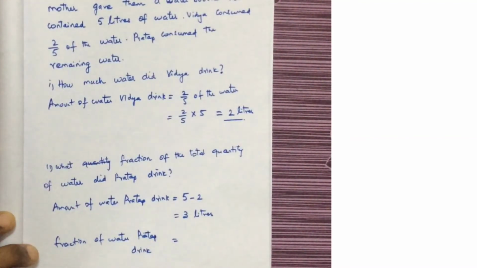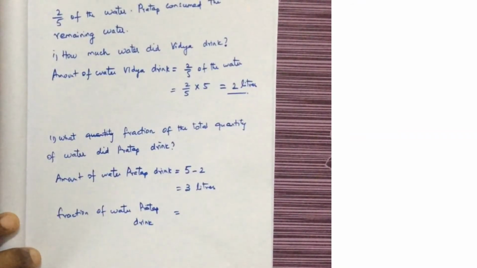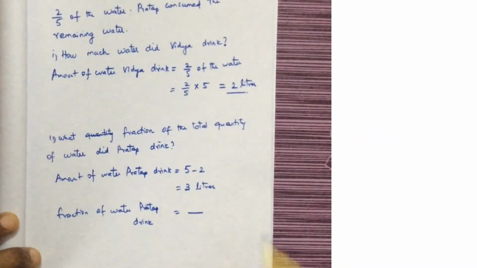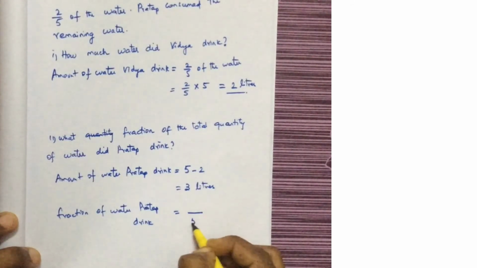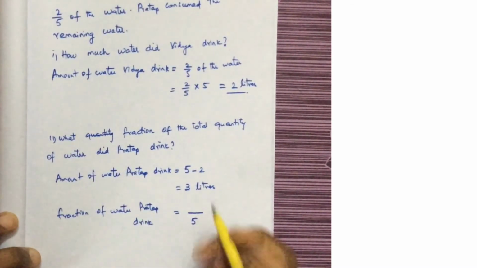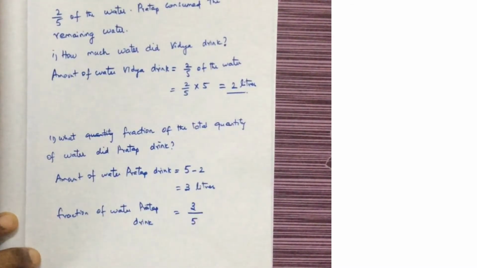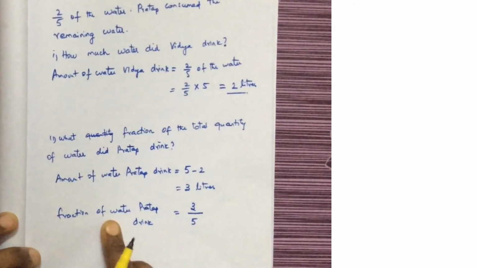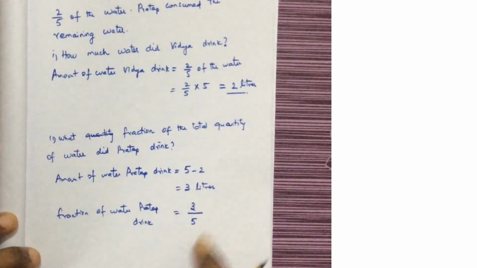Whenever they ask to find a fraction, you have to remember, in the denominator you have to put the total amount of water, the total quantity. What is the total amount of water here? It is 5 liters. So put 5 in the denominator. Out of 5, what is the amount of water Pratap drank? Pratap drank 3 liters of water. So the fraction of water Pratap drank is 3/5.